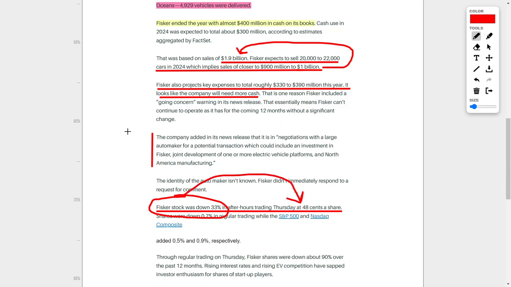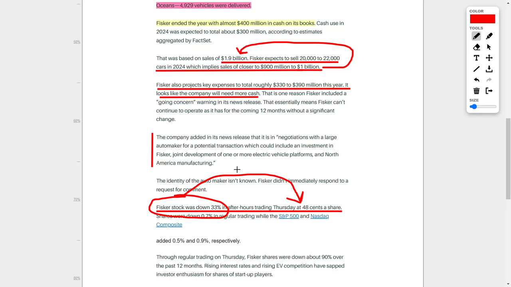But there is one piece of good news here. According to the company, they are, quote, in negotiations with a large automaker for a potential transaction which could include an investment in Fisker, a joint development of one or more vehicle platforms, and North American manufacturing. And honestly, this could be good news for the company, considering what automaker they are currently in negotiations with.